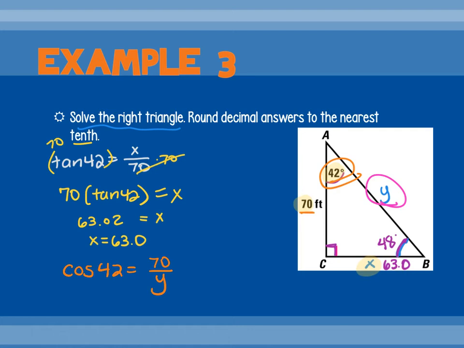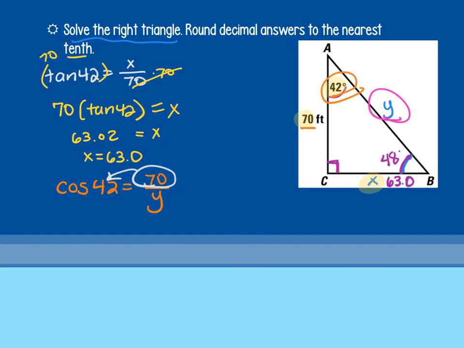Numbers in the top this time, so I'm going to take that number and divide it by the other side. And I get y equals 70 divided by the cosine of 42. And y is 94.19, so we're going to round that to 94.2.